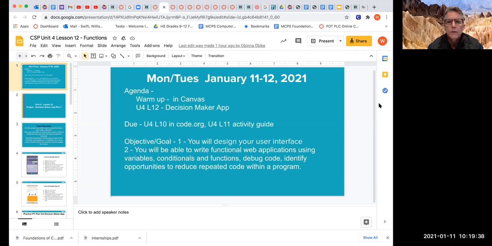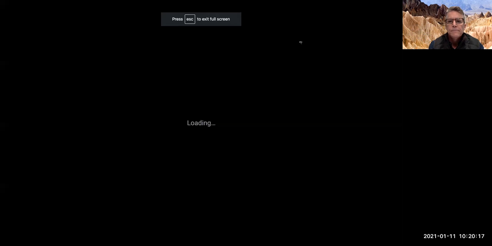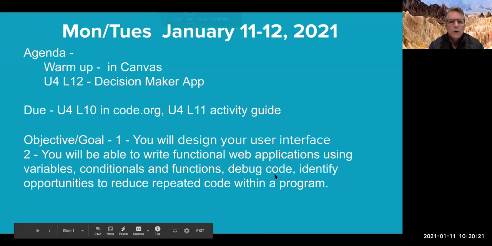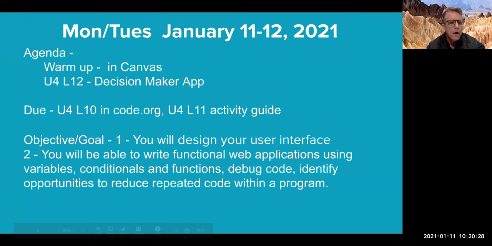I sent out a note over the weekend saying to try and look at the 2 examples in U4L12. So all that's in U4L12 are basically 2 examples of apps that are going to be similar to what you're making. All right. Our objective or goal is that 1, you will be able to design your user interface today. 2, you will be able to write functional web applications using variables, conditionals, and functions. Debug code, identify opportunities to reduce repeated code within a program. That's the functions, okay?